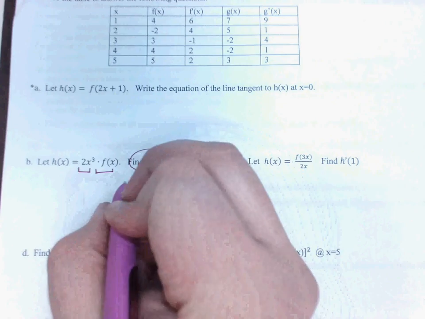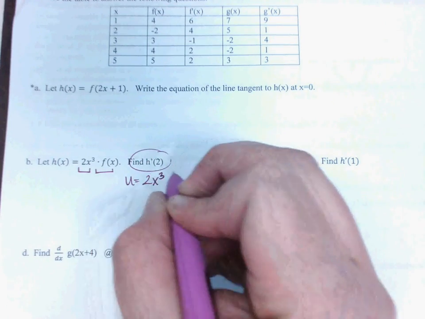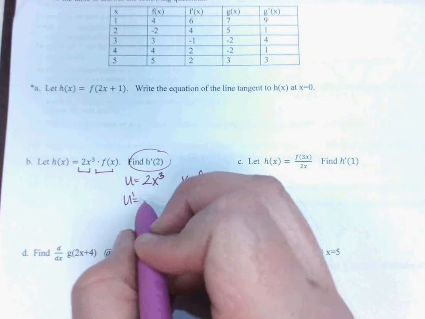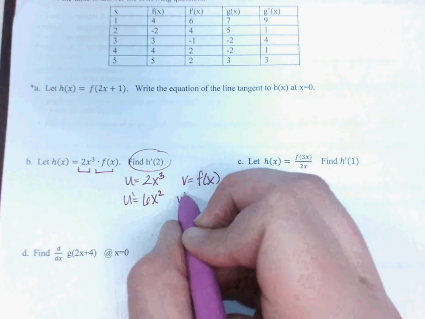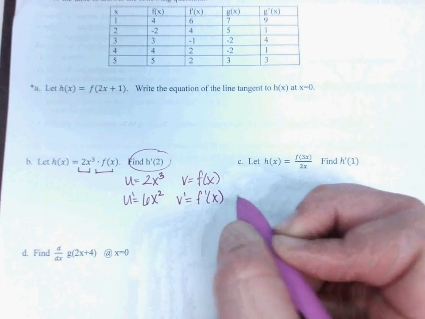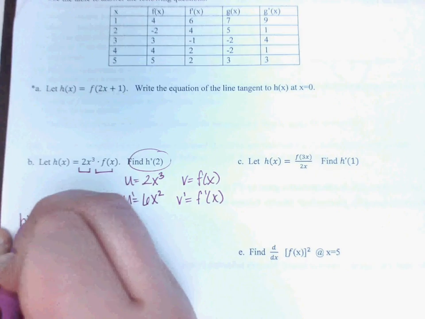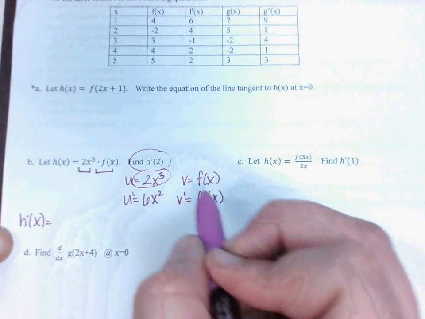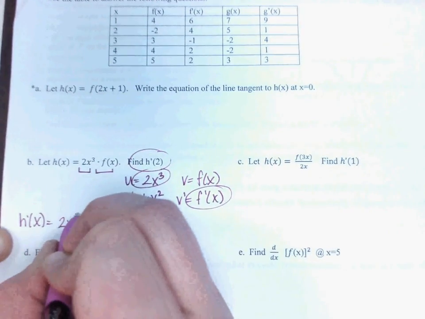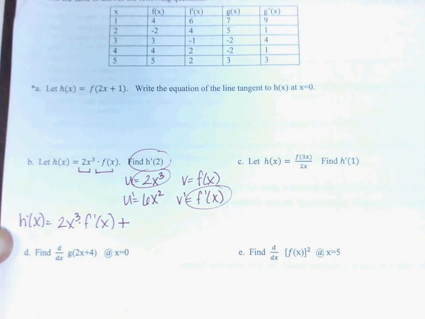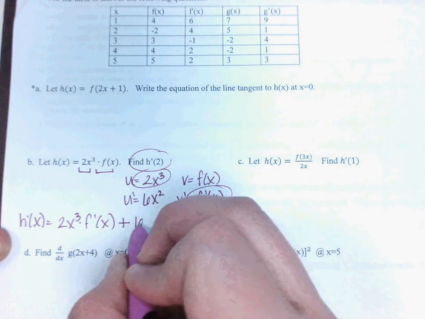Product rule. So my u is 2x cubed. My v is f of x. What is u prime? 6x squared. And v prime is? f prime of x. Remember, when you take the derivative of an f, it's just f prime. Then h prime of x is going to be a cross product of my diagonals. So I'll do 2x cubed times f prime, plus, product rule plus in the middle, and then 6x squared f of x.